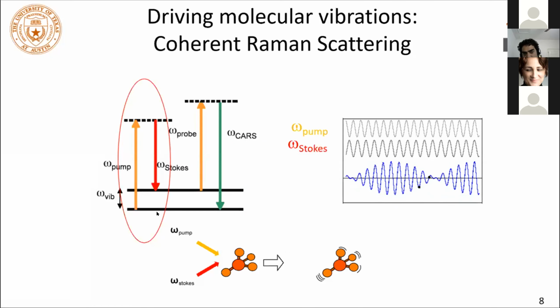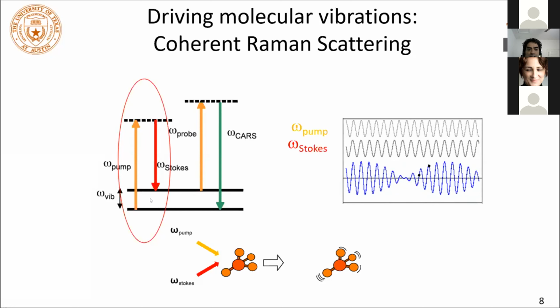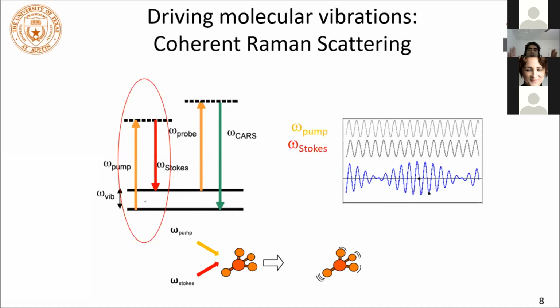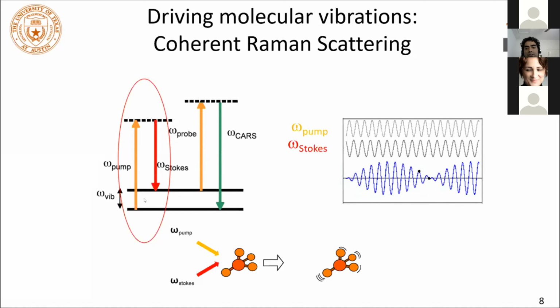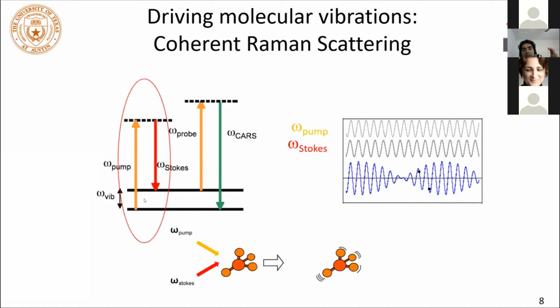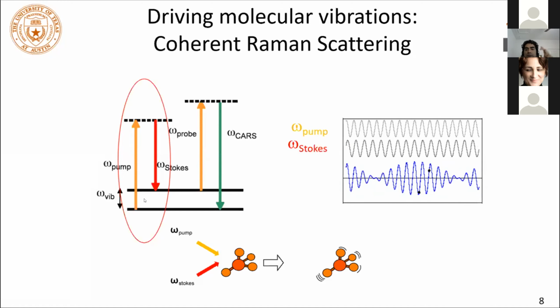The energy difference between these two is tuned to the vibrational energy that you're interested in probing, right? And I showed you that big spectrum. That spectrum has the units of these so-called inverse centimeters, or wave numbers. That scale is basically 1/λ of the pump and 1/λ of the Stokes. You can think about that as the difference between them.